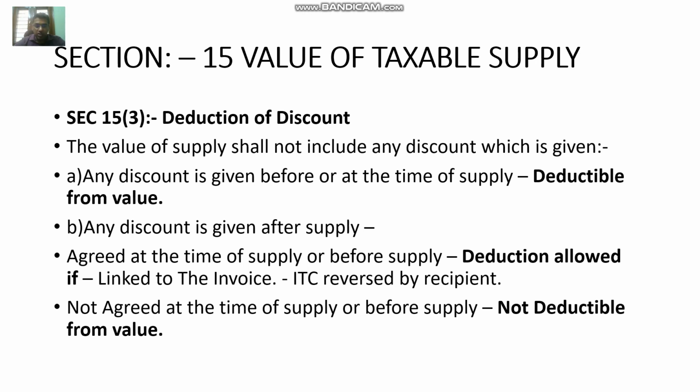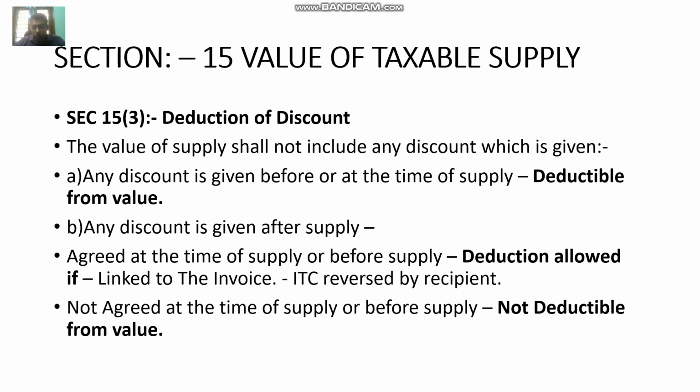Section 15 of GST defines that value of supply shall not include any discount if discount is given before or at the time of the supply. That is, discount is deducted from the value of invoice. And if discount is given after supply, then if these two conditions are fulfilled, discount was agreed at the time of supply or before supply, and this discount can be linked to the invoice, then ITC has to be reversed by the recipient or buyer. Then GST can be reversed on discount.